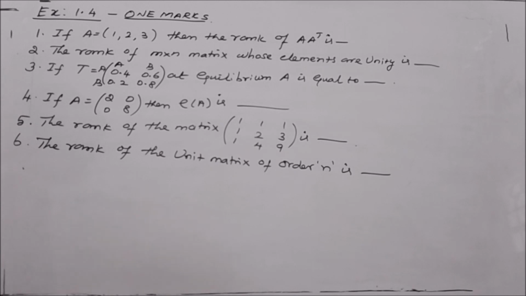Completed all the problems in the last exercise also. We have completed 3 exercises. Now we are moving to the 4th exercise, that is 1 mark questions. I have written the first 6 questions here. First one: if A equals the matrix 1, 2, 3, then the rank of A transpose is dash. Some options are given.